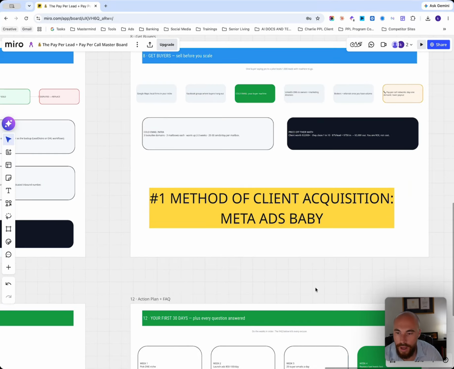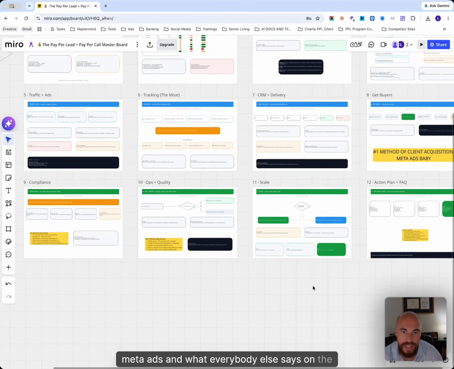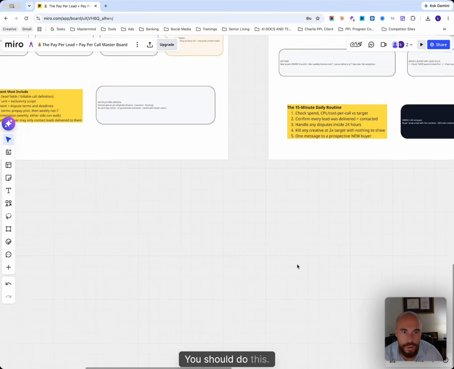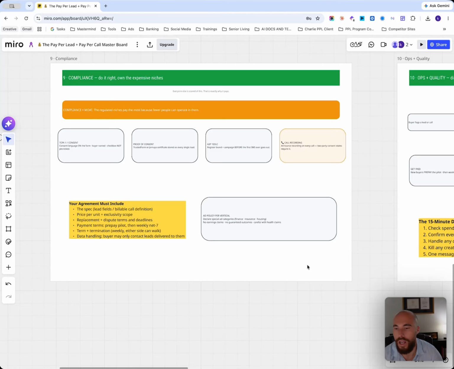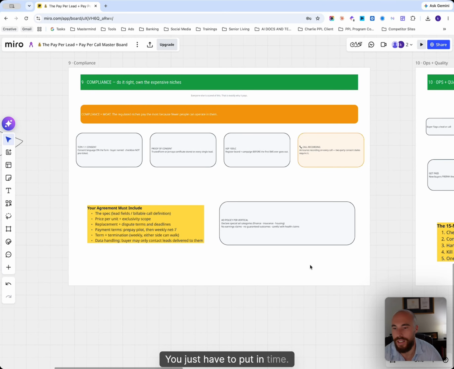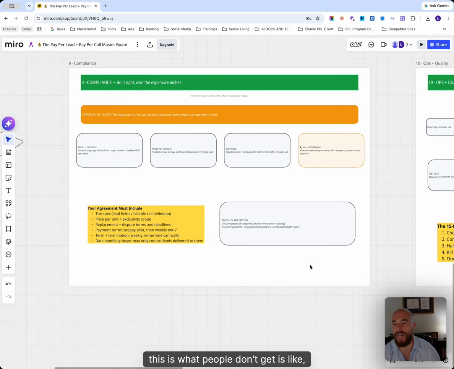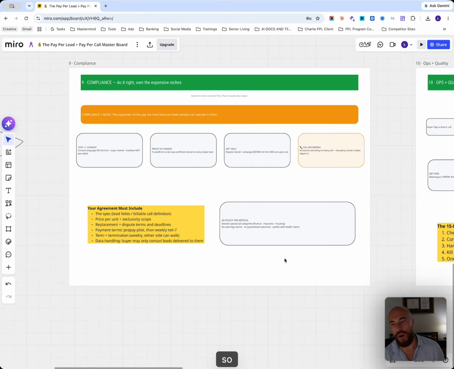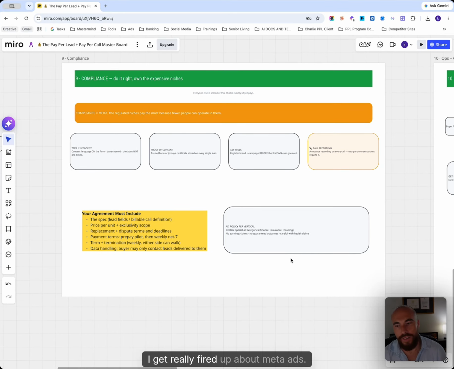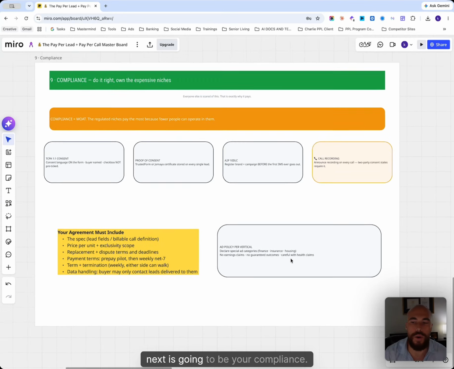So don't discount Meta ads and what everybody else says on the internet. It's like, oh, you should do this thing, where it's like, bro, they all work. You just have to put in time. This is what people don't get. You hear all this advice where there's so many different ways you could do everything. Of course, everybody's going to make videos on, this is the best new way to do blah, blah, blah. It's like, no, bro, Meta ads, run more ads. Literally that simple, bro.